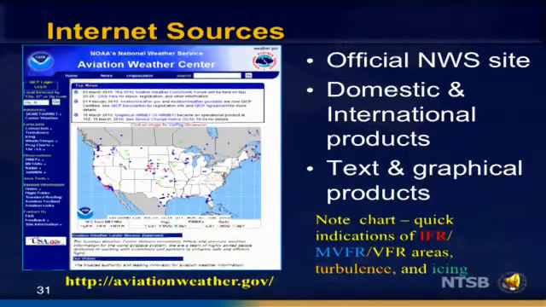If you go to the ADDS site or the National Weather Service site, you'll see this right offhand, and you get a quick bird's-eye picture of where IFR conditions are, marginal VFR, icing, turbulence, color-coded, right on the opening page of the chart. It is the official National Weather Service site. You can get domestic as well as international products. Welcome to the internet, my friend. How can I help you? And all the National Weather Service text and graphics right there.